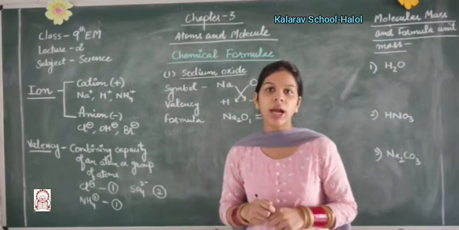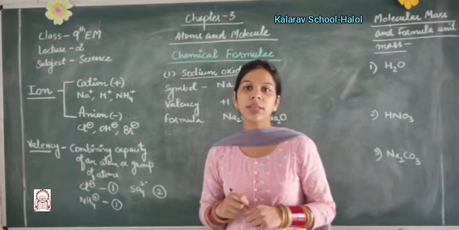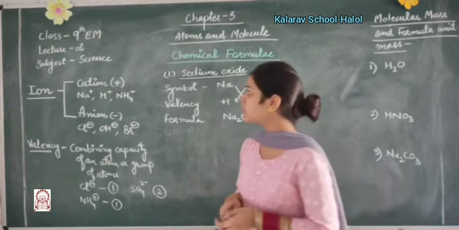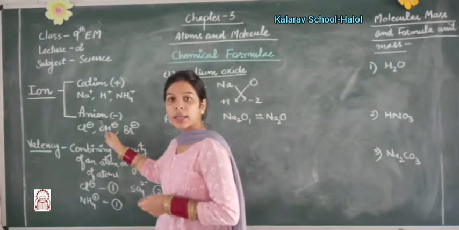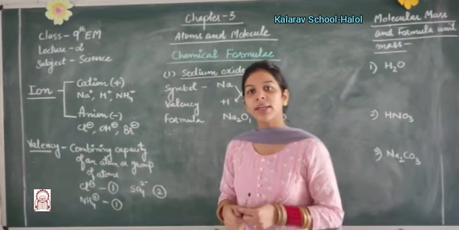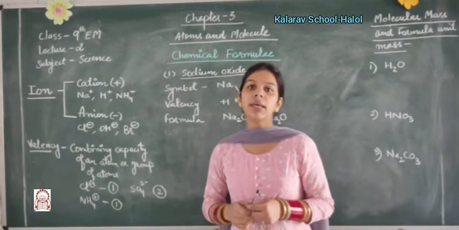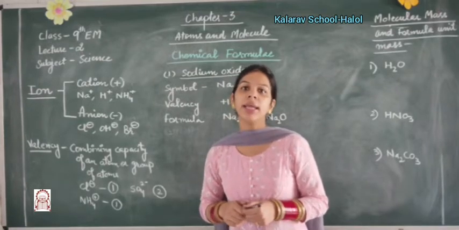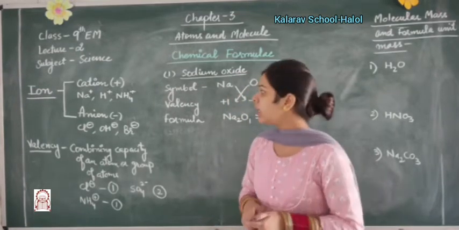A negatively charged species is called an ion. So there are two types of ions, that is cation and anion. The positively charged particle in a compound is called a cation, and the negatively charged particle in any compound is called an anion.